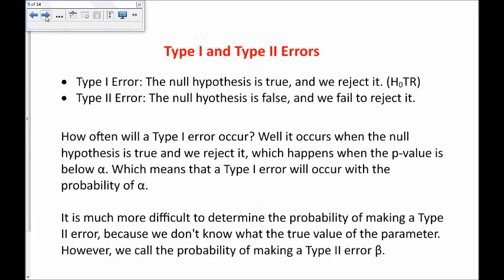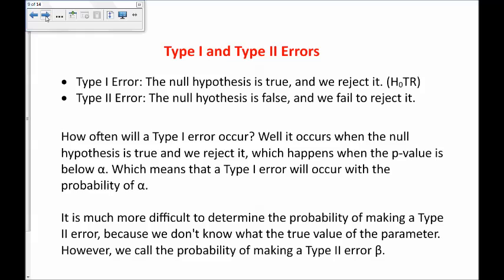Okay, so the question is, how often will a type 1 error occur? Well, it occurs when the null hypothesis is true and we reject it, which happens when the p-value is below alpha, which means that a type 1 error will occur with the probability of alpha. When we set our alpha level, we're also setting the probability that we'll make a type 1 error.